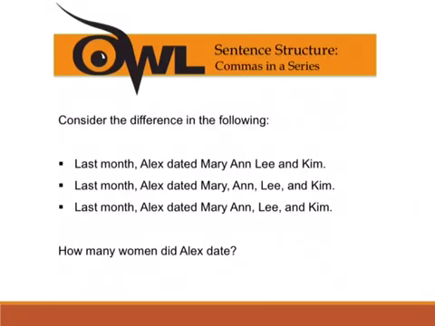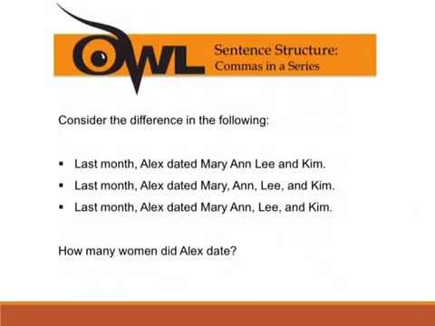Last month, Alex dated Mary, Ann, Lee, and Kim. Last month, Alex dated Marianne, Lee, and Kim. So how many women did Alex date? Depending on where you put the commas in the sentence, you affect the number of people. So in the first sentence, clearly Alex is dating 2 people.